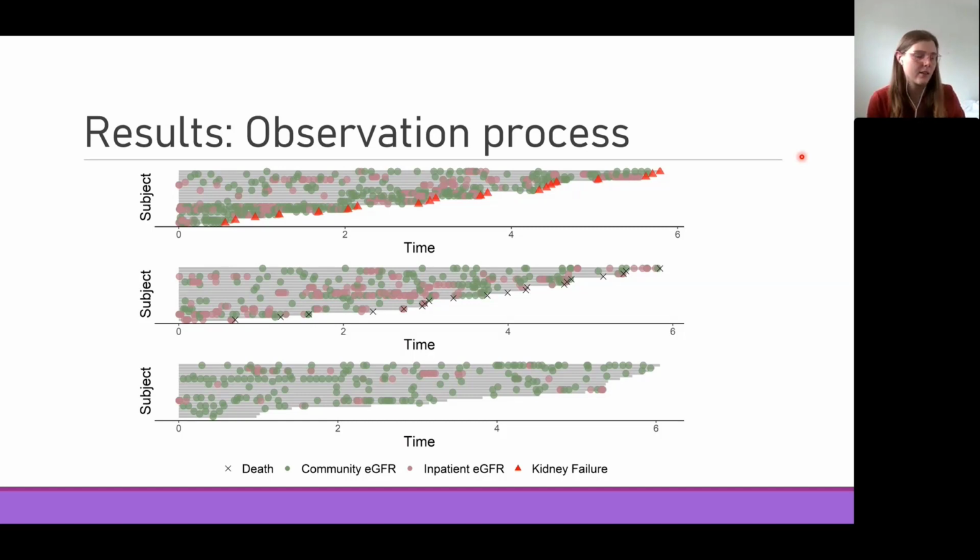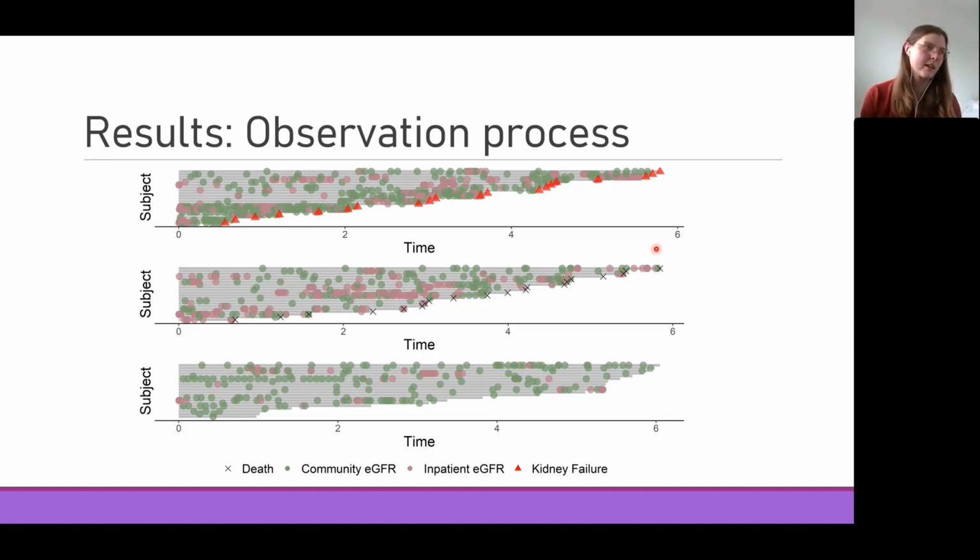So what we're looking at here are 3 plots, each a random sample of 20 patients that experienced each outcome. So the top plot here, these are all patients that progressed to kidney failure. The second plot are all patients that died. And then the third plot are all patients that were censored. And then the marks, the circles, are the times of observation of eGFR. So the green ones are the community or GP measures, and then the pink ones are the inpatient measures.